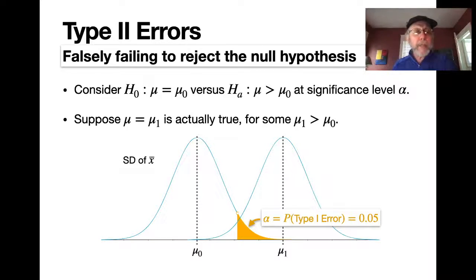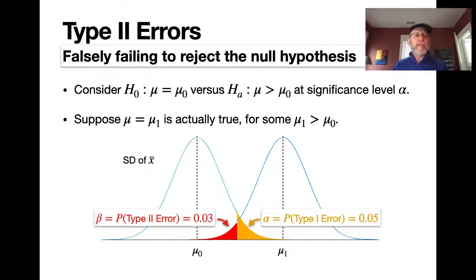So what's the probability that we would fail to reject? It would be the probability of all x bars that are to the left of the shaded region, but the probability under the right-hand curve, because that's actually the true curve. So it's the area of the red shaded region. That area is sometimes called beta, and it's the probability of a type 2 error, and in this case, it turns out to be 3%.